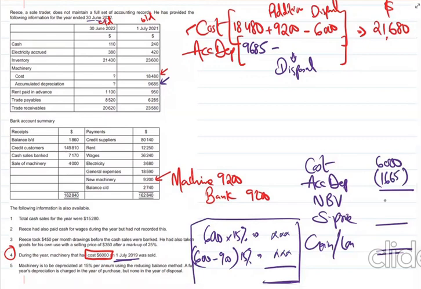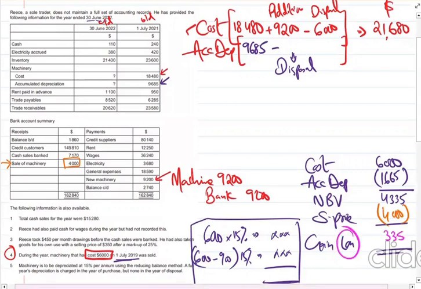4,335. What was the selling price? 4,000. It's given in the bank account. Bank got debited means money comes in, 4,000. Value was 4,335 and we sold it for 4,000. So 335 is the gain or loss? Loss.